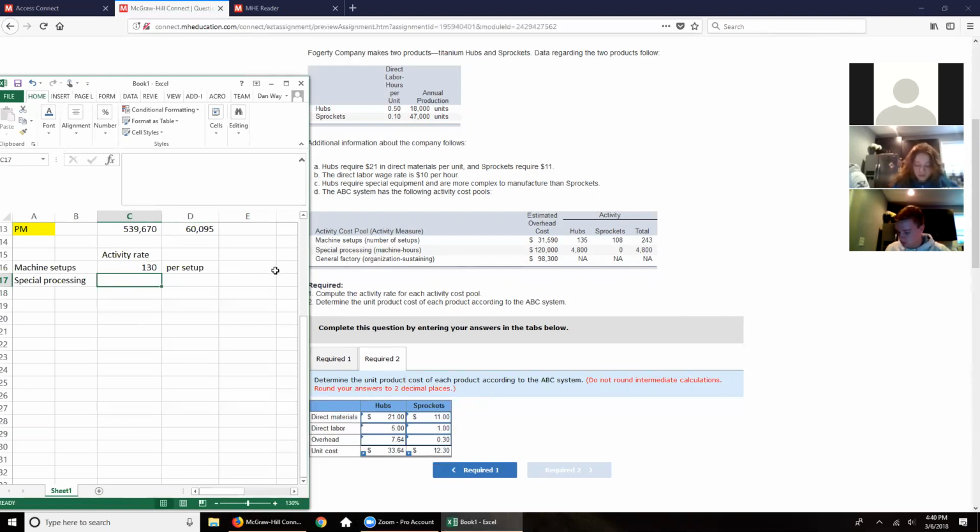Special processing, Sprockets didn't use any, but that's fine. We'll still do a rate here. 120,000 in costs in that cost pool, divided by 4,800 machine hours. So that's $25 per machine hour.